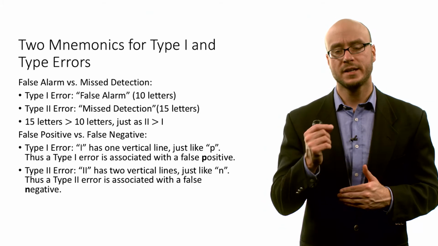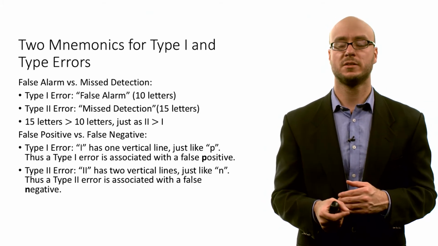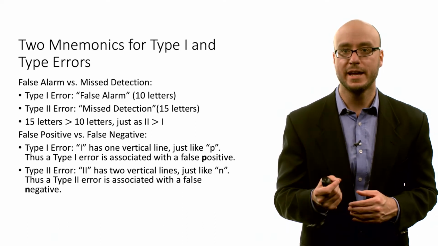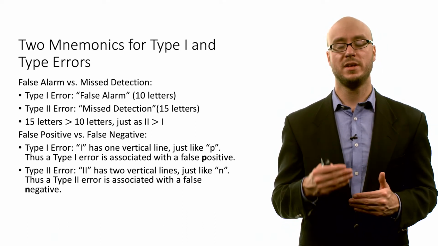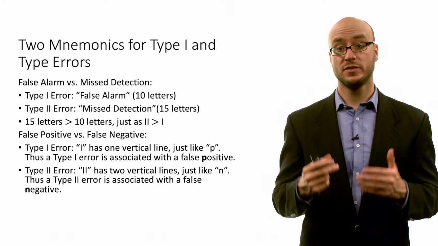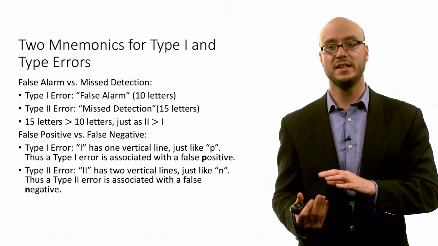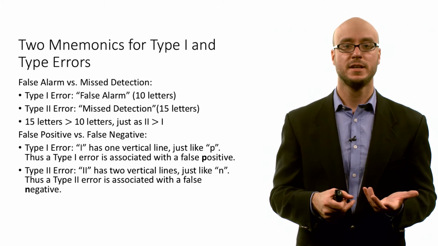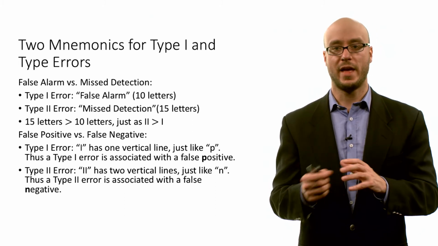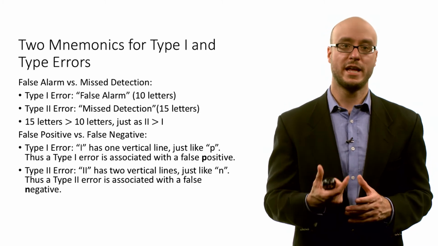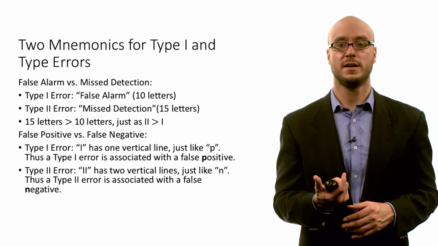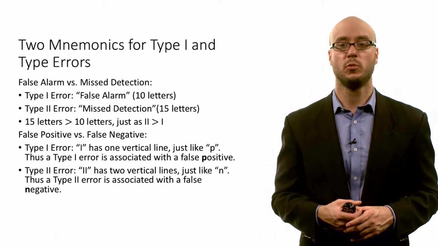A type 1 error could be considered a false alarm, and if you add up all the letters of false alarm, there are 10 letters. A type 2 error can be viewed as a misdetection, and if you add up all the letters of misdetection, you have 15 letters. Well, 15 is greater than 10 in the same way that 2 is greater than 1. So misdetection has more letters, and that's associated with a type 2 error. False alarm has fewer letters, and that's associated with a type 1 error.